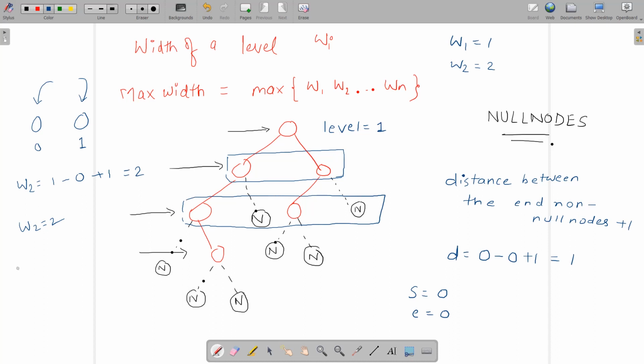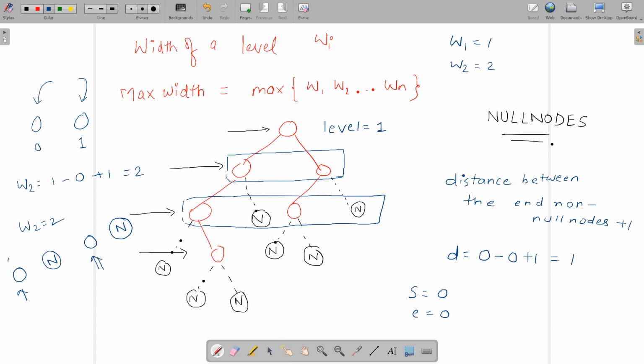Okay. So you would say we have this null node, and again we have this non-null node, and again we have this null node. So how do we find the distance? You can see the distance is actually between the end non-null nodes, like this is the very first non-null node, and the very last non-null node is this one.